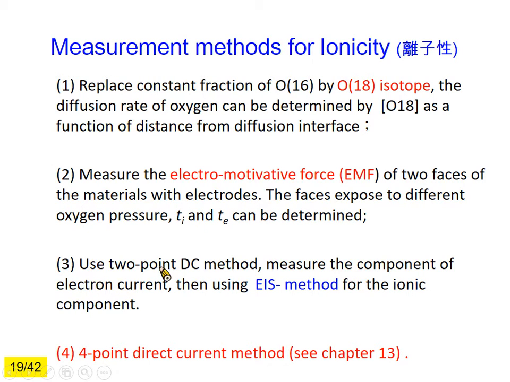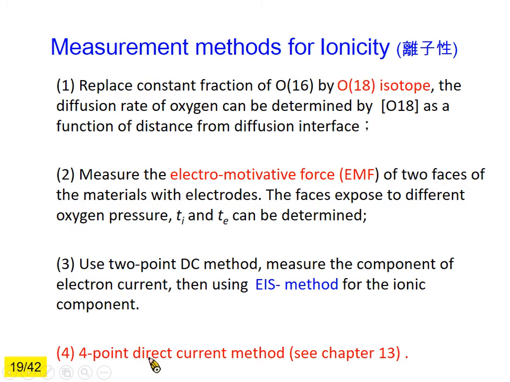The third, we can use the 2-point DC method to measure the component of the electron current. There is no ion current because the electron diffuses more easily. Then we can use another technique we call EIS, the AC impedance method, for the ionic component. So we can compare those two resistances, and we can tell the details. The details will be mentioned in chapter 12 or 13. So we can learn that after the midterm exam.